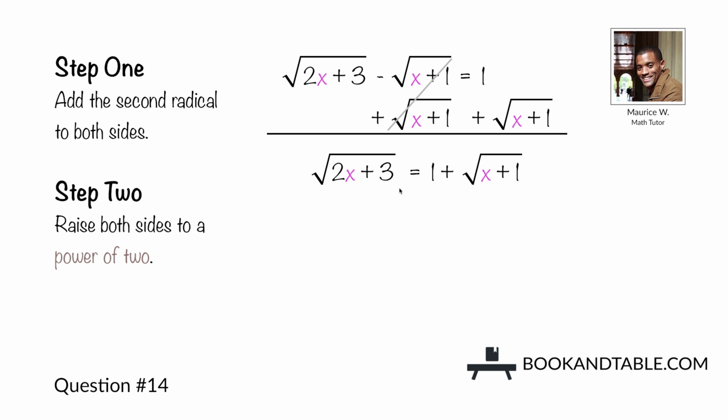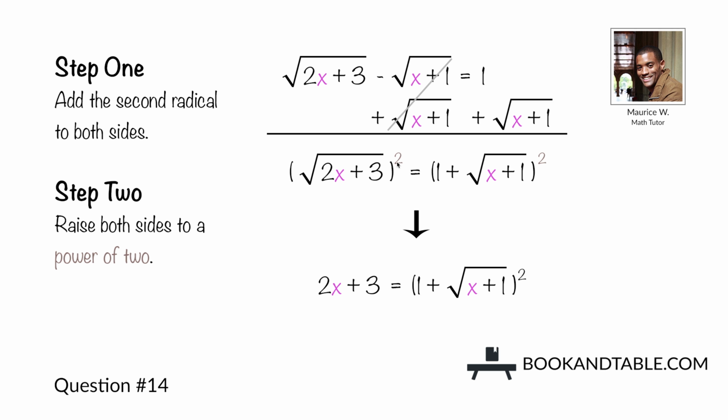Step 1, add the second radical to both sides, leaving you with the square root of 2x plus 3 on the left side is equal to 1 plus the square root of x plus 1 on the right side. To remove this radical, we want to raise both sides to a power of 2, leaving you with 2x plus 3 on the left side. And on the right side, we have 1 plus radical x plus 1 squared.